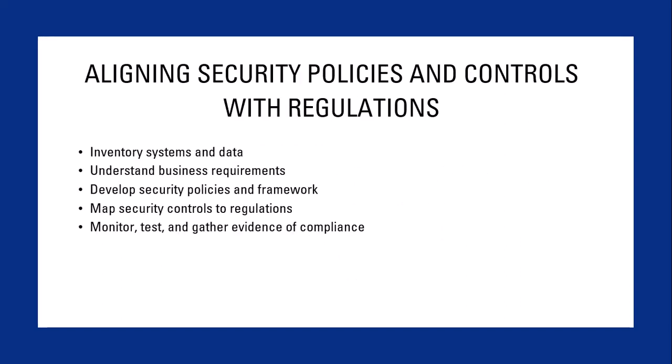Ensuring that your organization's security policies and controls align with relevant regulations is a complex and ongoing process. It requires a deep understanding of both the regulatory landscape and your own information systems and practices. Here are a few of the key steps. Inventory. The first step is to know what you have. This means inventorying all your information systems, applications, and data stores. You need to understand where sensitive data resides, who has access to it, and how it flows through your organization.